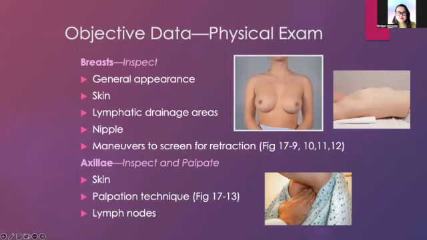First thing you're going to do is inspect for general appearance, looking at the skin, checking the lymphatic drainage areas for any visible masses or enlargements, looking at the nipple, making sure that everything is anatomically in the correct position. And you're going to check to see if there's any retraction of the skin or nipple area when they are moving their arms up and down. You're checking for retraction. Inspect and palpate the skin. You're going to also palpate the lymph node area, which you can see there using your 4 fingers pressing inward.